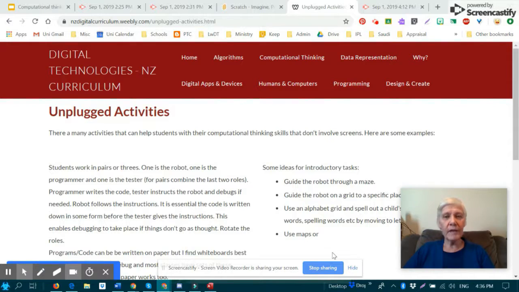There are lots of ways that you can develop this skill through what are known as unplugged activities. So, for example, guiding a robot through a maze. Now, this doesn't actually involve a robot. You have two children. One of them is the robot and the other is the programmer, and they give the instructions. You can also use alphabet grids for children to give instructions on how to spell a name.